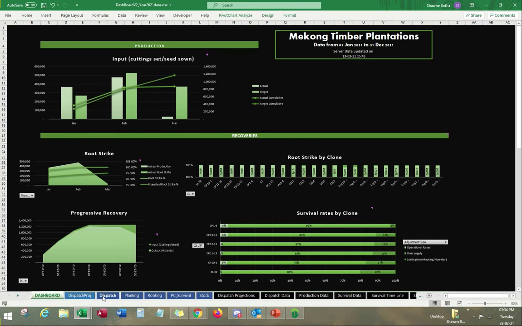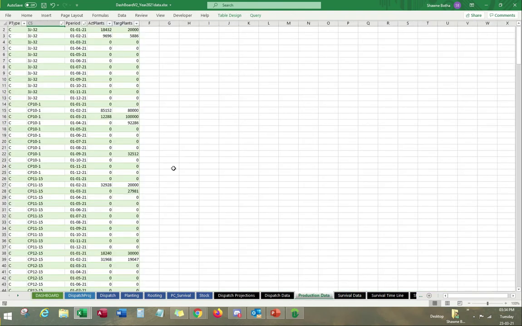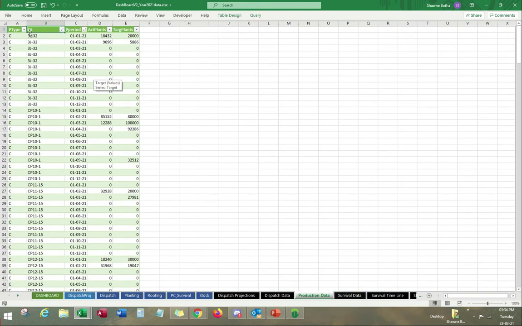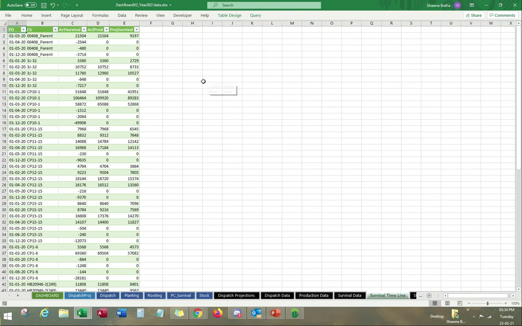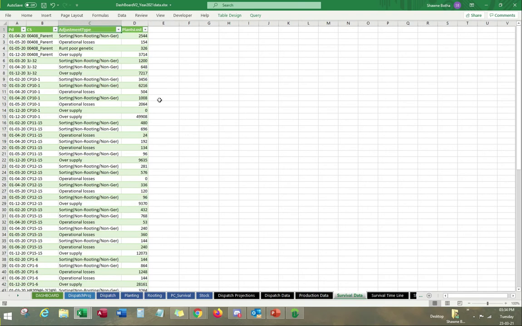Essentially, you'll notice here I've colored the tabs. We have the black tabs, which are essentially the tables which have been queried and brought through from the MySQL server for the various data sets. I have kept it very simple and very clinical, so it's nice and easy to find your way around.